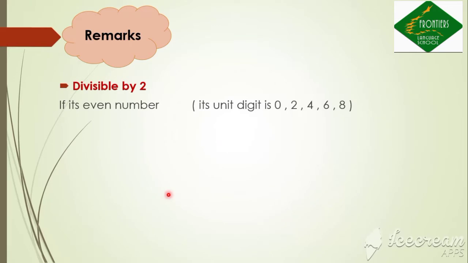Remarks. How do we know the number is divisible by 2? If it's an even number. We know the even number from what? From the units. The digit should be 0, 2, 4, 6 or 8.